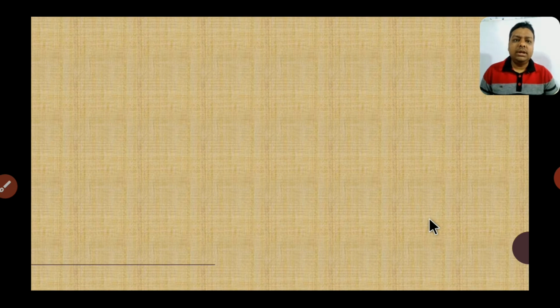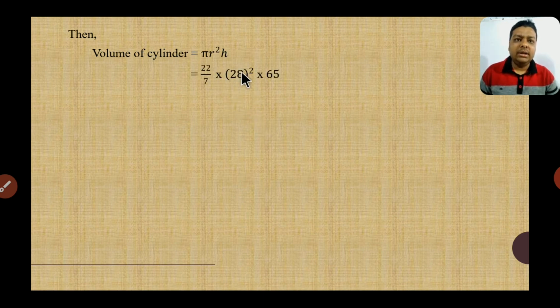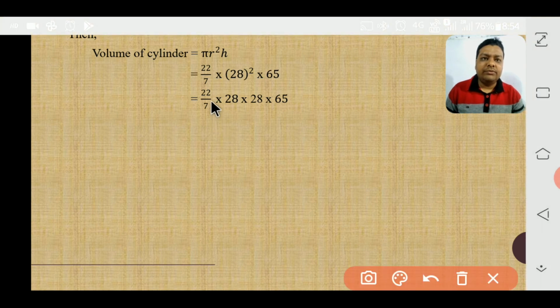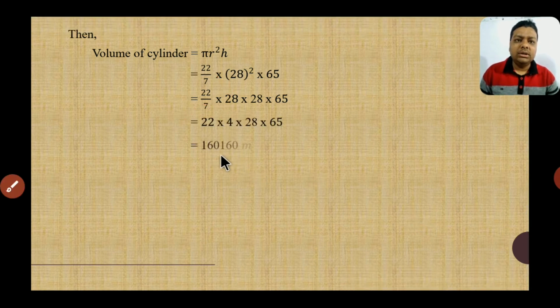cylinder. Okay, now so students, here you can see, the volume of cylinder is pi r square h. We know the value also, pi r square, 28 square. So it will be 22 by 7 into 28 into 28 into 65. 7 4 times 28. Okay, then 22 4 times 88 and 28 into 65 we will multiply. Then what we will get? We will get 1,60,160 meter cube. That is the volume of the cylinder.